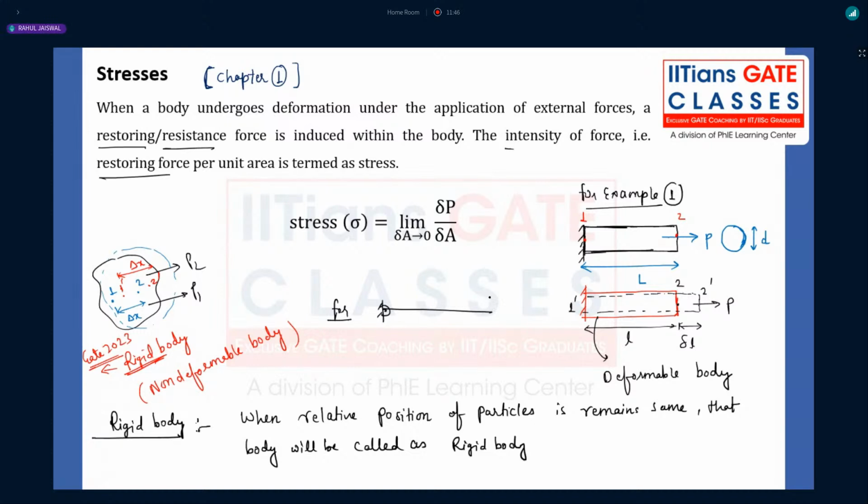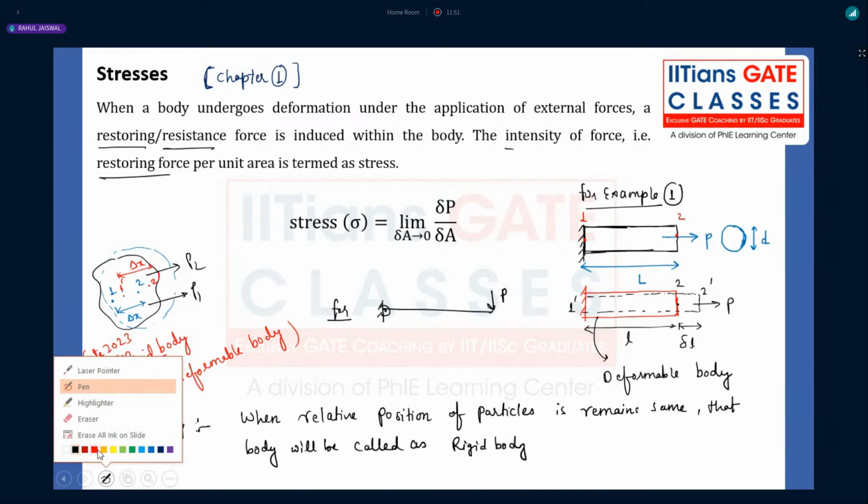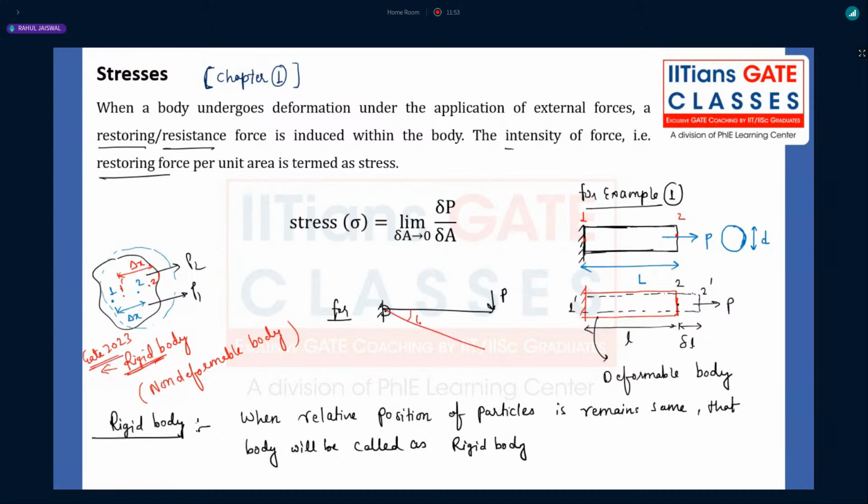When you apply the load P to this rod, what will happen? It will not be elastically deformed, right? It will simply rotate by theta. So what is going to happen when you think of point number 1 and point number 2 on the rod AB, which is subjected to load P? The relative distance between the points will remain the same, even after moving to 1 dash and 2 dash; this distance will still remain the same.